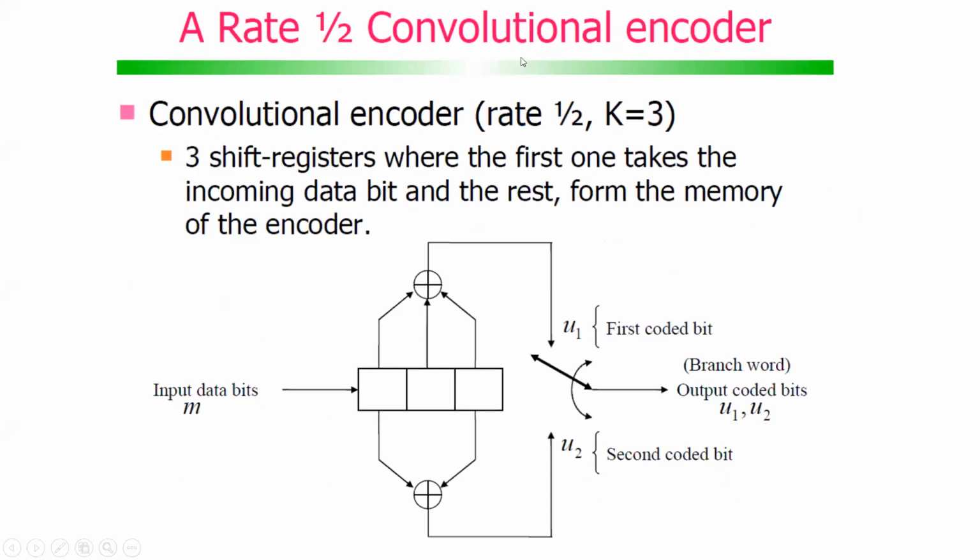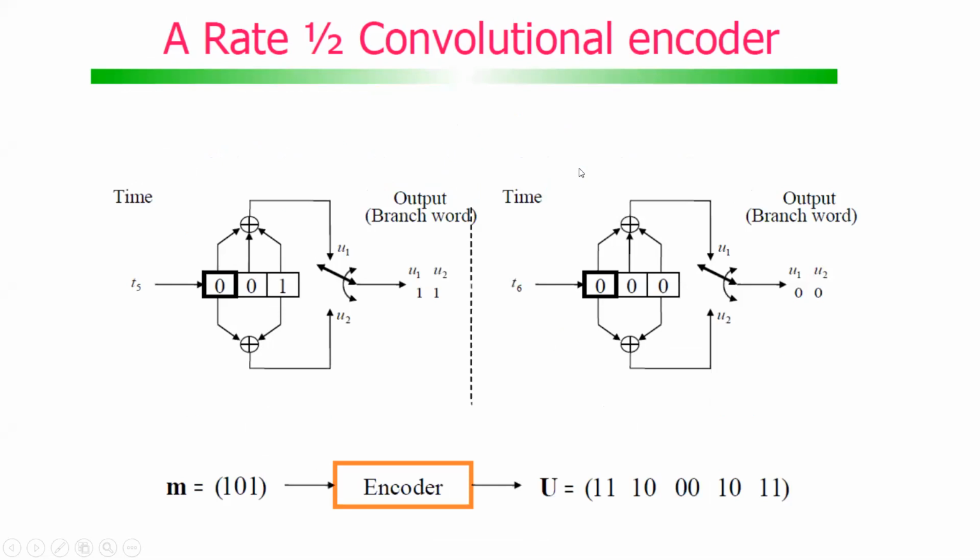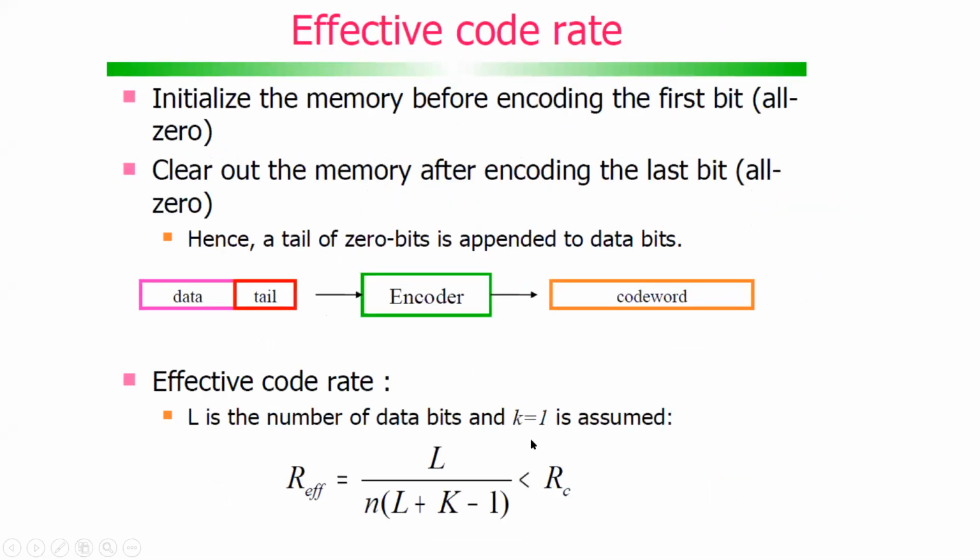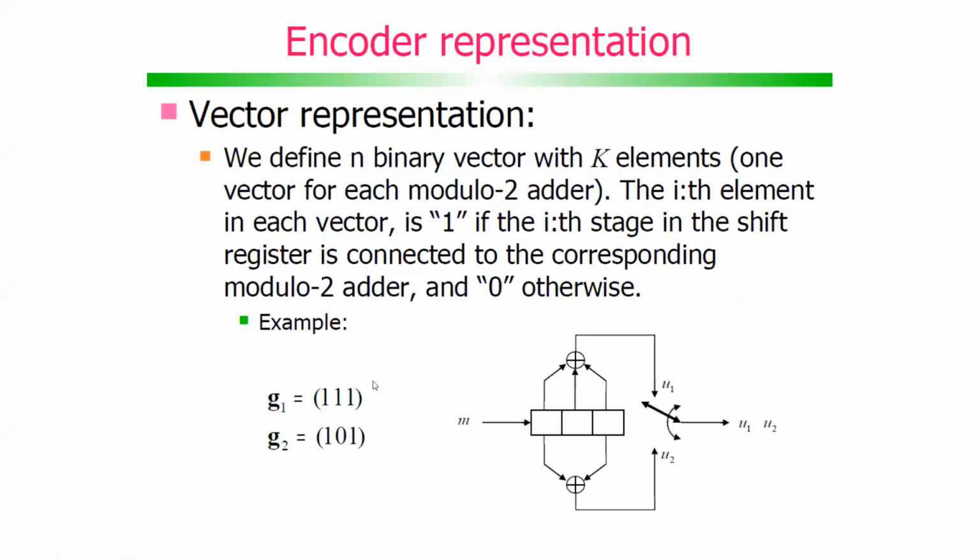From the structure, the code rate is 1 by 2, which is Rc, and the effective code rate comes out to be 3 by 10. So that's why the effective code rate is less than Rc. This is the general formula for the effective code rate. All right. Then this is the vector representation that I discussed last time also.